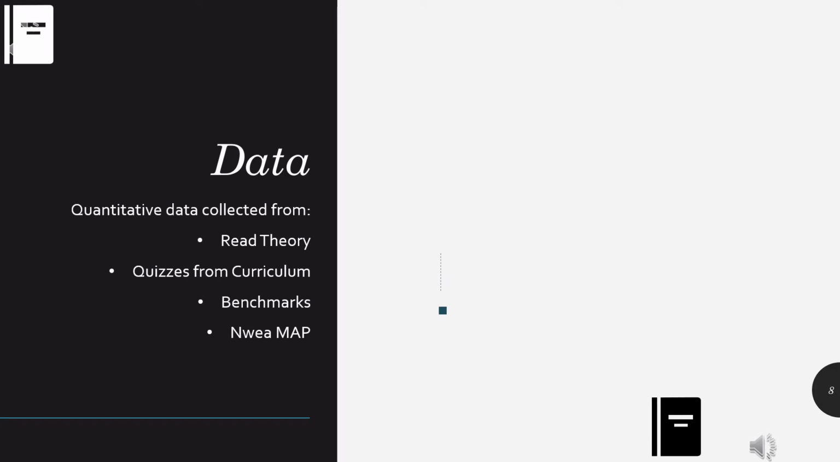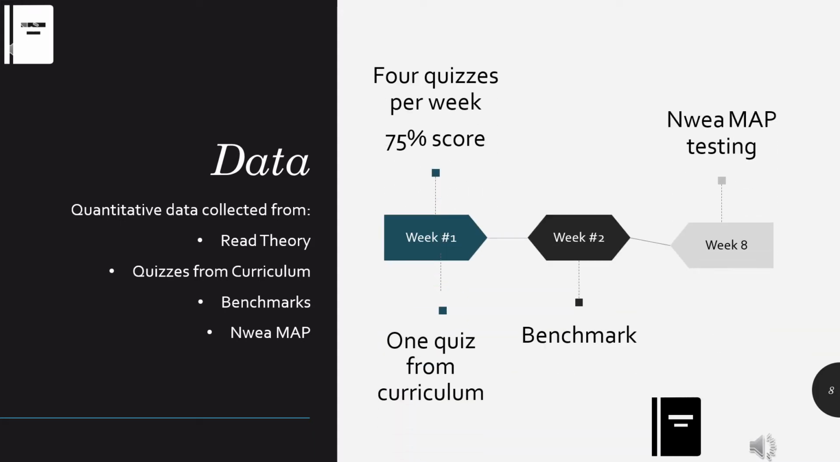Quantitative data will be collected in 4 forms: Readtheory, quizzes from curriculum, benchmarks, and MAP testing. For the first quarter, the students will complete 4 Readtheory quizzes per week. Each quiz must be completed and scored with at least 75%. Second, the students will complete a reading quiz based off of readings from their curriculum.